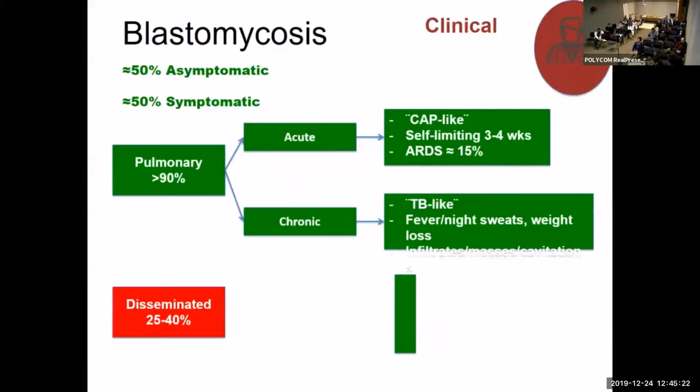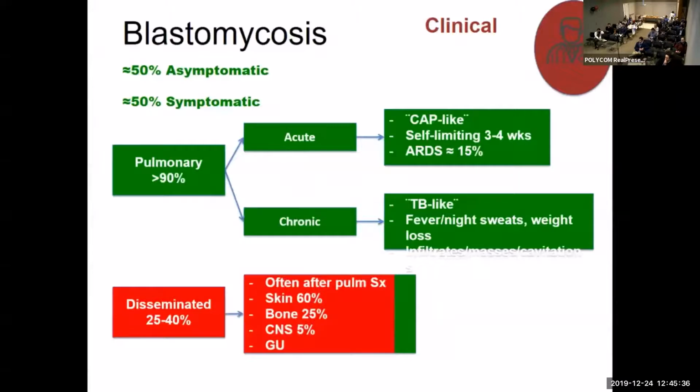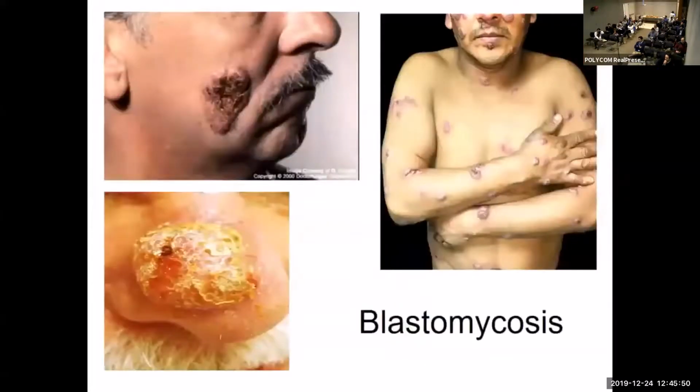So 25 to 40% is disseminated. I know that these numbers don't correlate. The thing is more than 90% will present to a hospital with pulmonary symptoms, and maybe months later will develop this disseminated disease. So usually the condition appears after the pulmonary symptoms. The most common site is the skin, usually verrucous lesions, and it can also happen in the bone and the CNS.